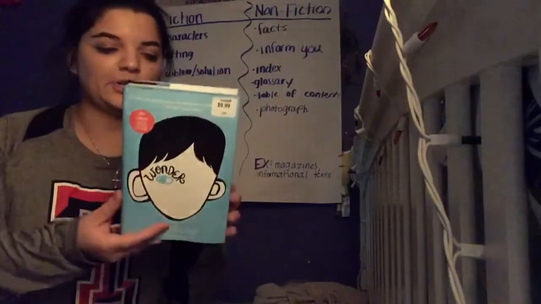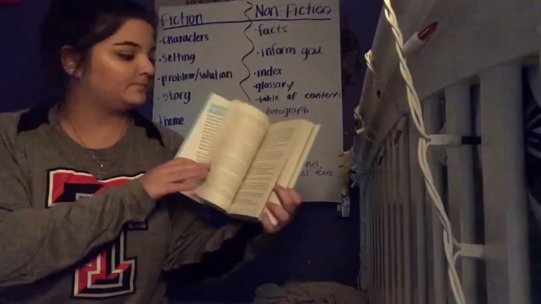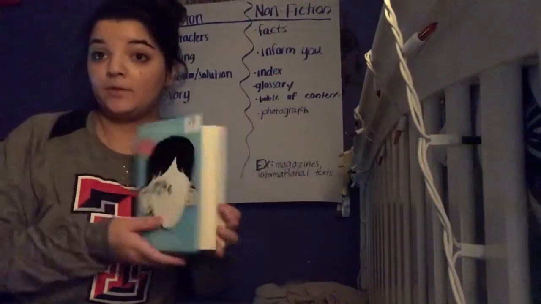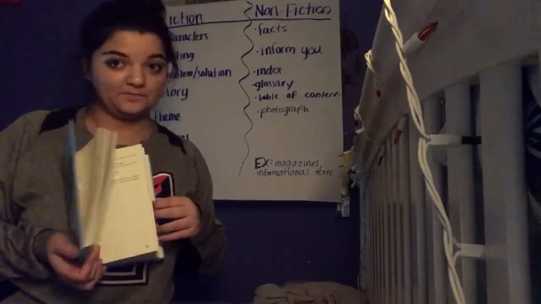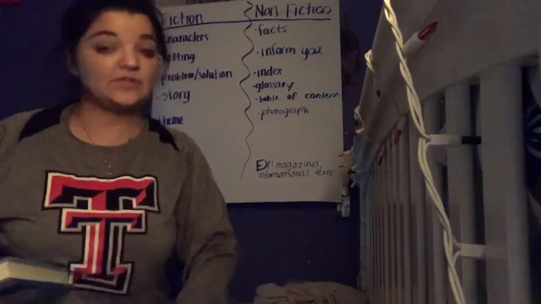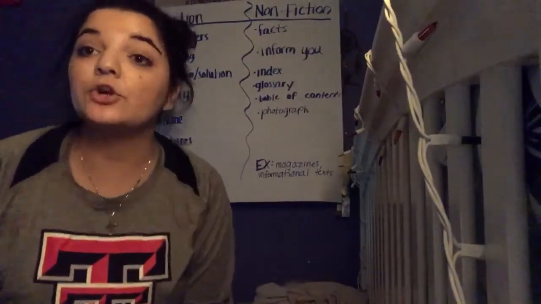Now let's look at Wonder. We know that our main character is Augie, and there is a problem and a solution in this book. So this is most likely a fiction story. So that's how I'd sort these two books. So now you may go ahead and break off into your groups and start your book sort.